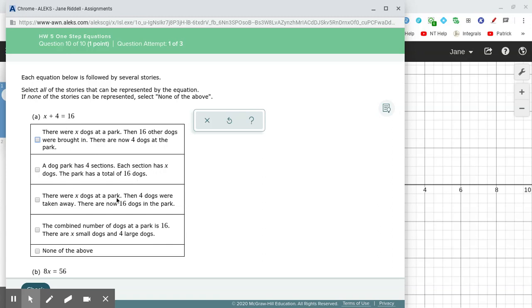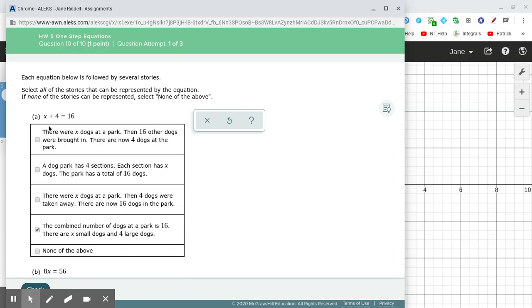This is X plus 4. There are X dogs at a dog park. Then 4 dogs were taken away. So those were taken away. They were subtracted. This is plus. All right, the combined number of dogs at a dog park is 16. There are X small dogs and 4 large dogs. So if we take how many small dogs there are plus how many large dogs there are, which is 4, and their combined number is 16, this one would be it.